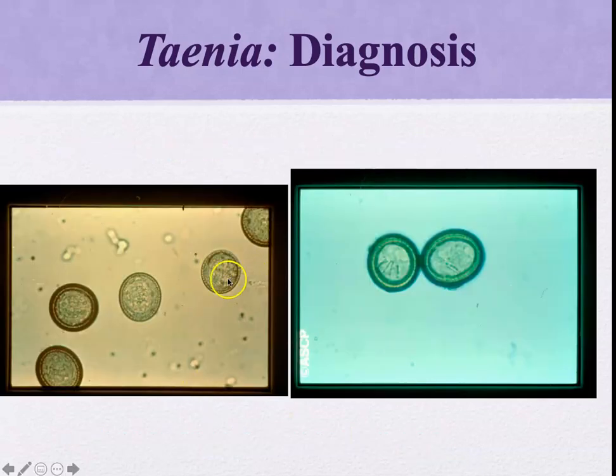And this is what they look like. So here's your radial striations. It's all these little lines coming out around the edge. This is a great picture of the hooklets. So you see these lines inside of here. Those are the hooklets that we're referring to. So again, all we report here when we see this is Taenia species.